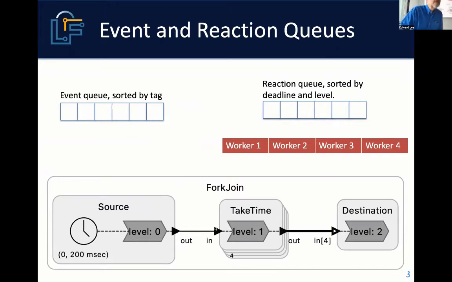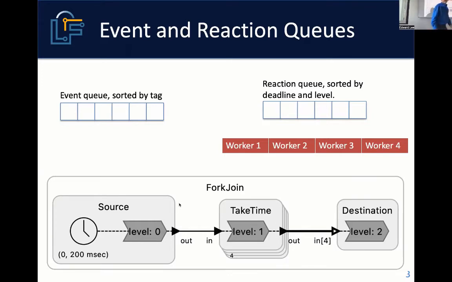The way that the Lingua Franca execution engine works is that it uses 2 distinct queues, one of which we call the event queue, which is sorted by the tag, which is a timestamp and the microstep. And the other one is the reaction queue, which is sorted by, I'll talk about deadlines in a bit, but the first thing to consider is the levels.